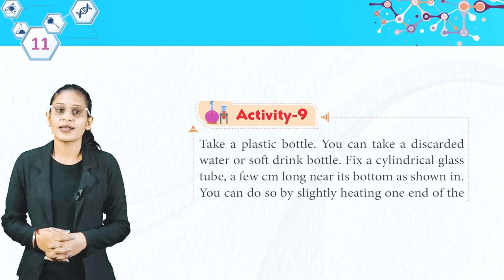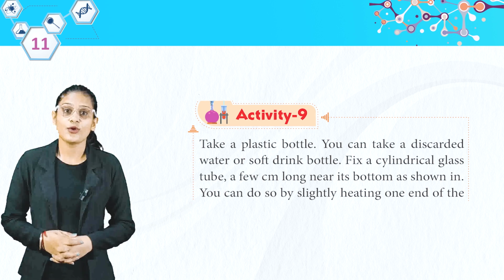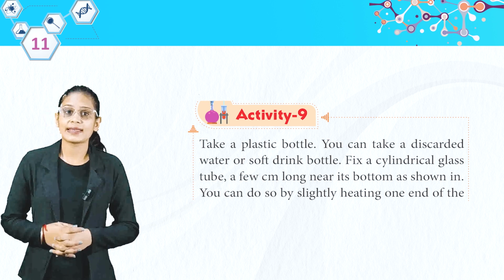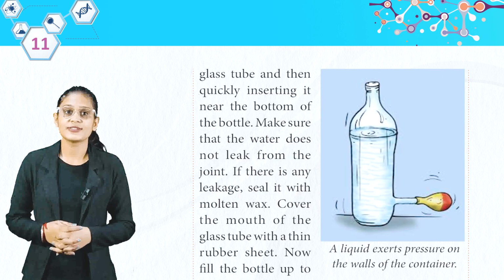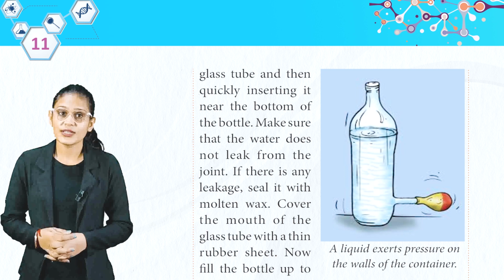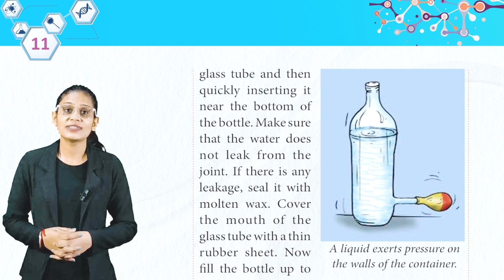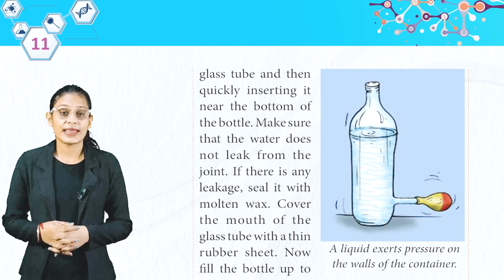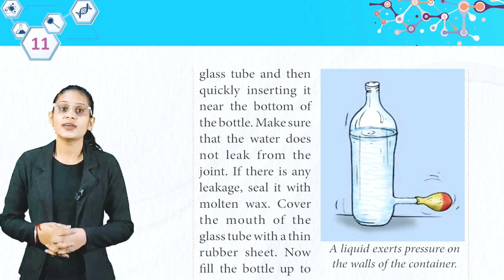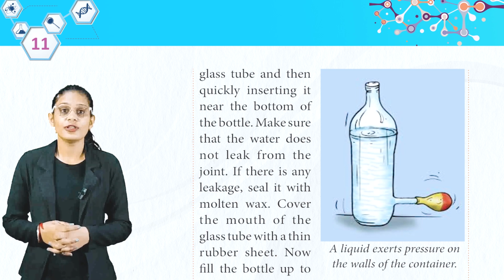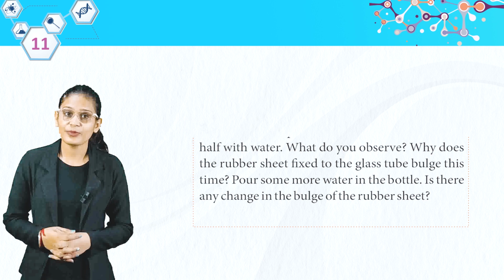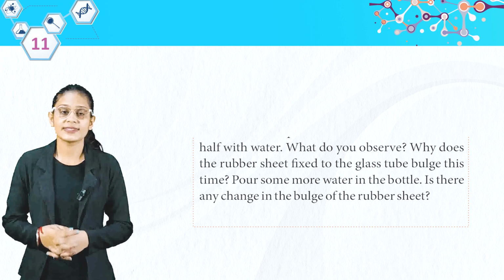Fix a cylindrical glass tube a few centimeters long near its bottom as shown. You can do so by slightly heating one end of the glass tube and then quickly inserting it near the bottom of the bottle. Make sure that the water does not leak from the joint. If there is any leakage, seal it. Cover the mouth of the glass tube with a rubber sheet. Now fill the bottle up to half with water. What do you observe? Why does the rubber sheet fixed to the glass tube bulge this time?